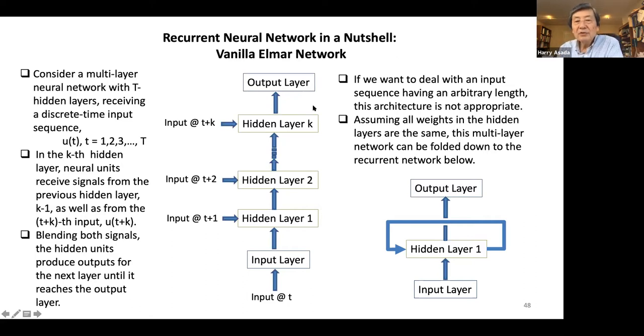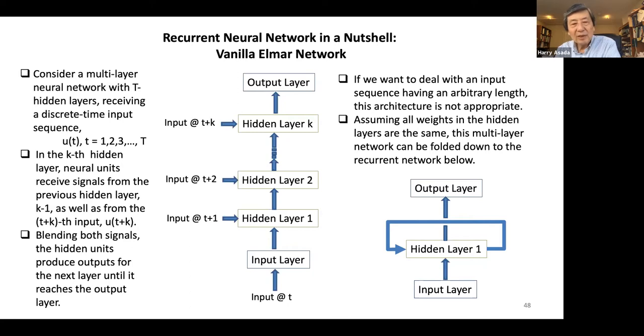Right. So now this architecture has one big drawback. That is, if the length of the time series signal is fixed, then we can set a fixed number of hidden layers like this, right? But we want to deal with an input sequence having an arbitrary length, okay? And then this architecture doesn't work.